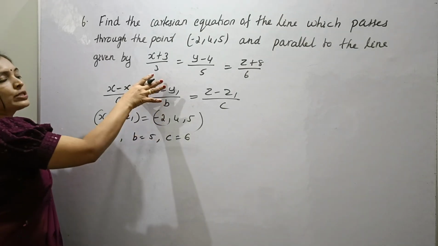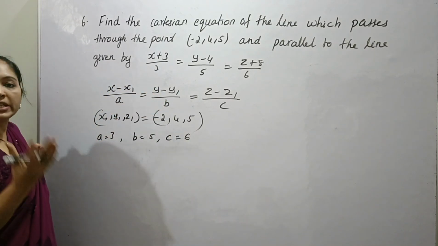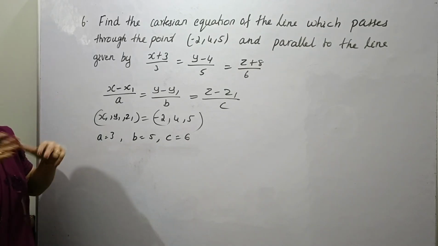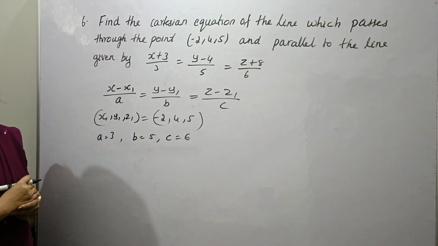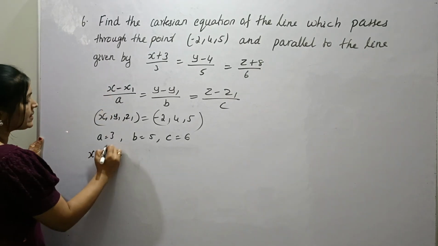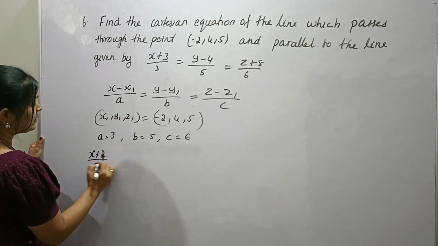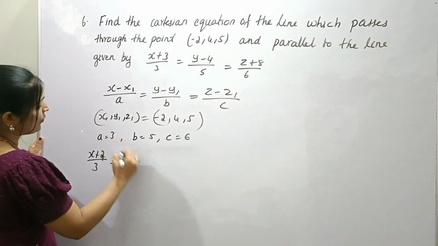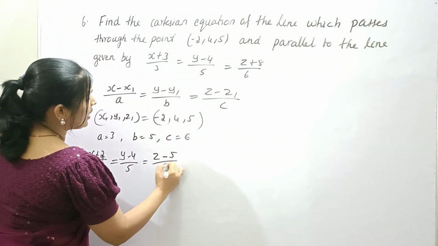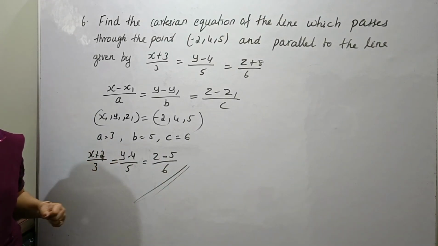Now let's substitute these values in this equation. If you forget this equation, you can write the vector equation of the line, substitute vector r = xi + yj + zk, and then compare the corresponding coefficients of the components. So the required equation is (x + 2)/3 = (y - 4)/5 = (z - 5)/6. This is the required Cartesian equation of the line.